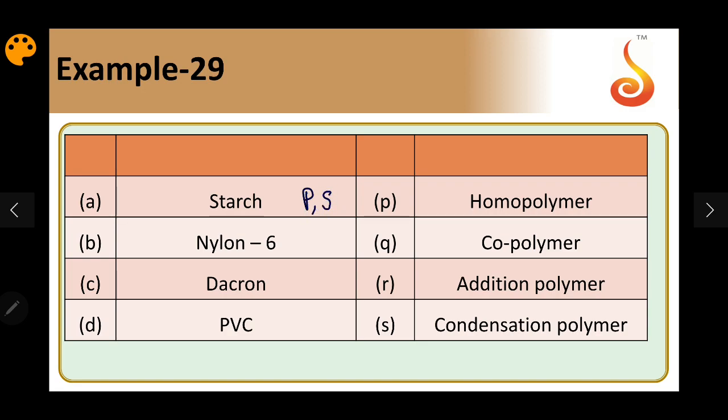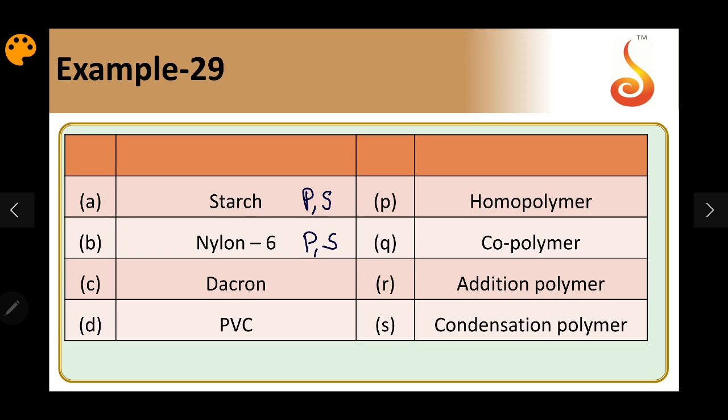Nylon 6. Sorry, nylon 6,6 is the condensation polymer of adipic acid and hexamethylenediamine. Nylon 6 is also called Perlon, which is a homopolymer of caprolactam. Caprolactam is obtained by treatment of cyclohexanone oxime with the Beckmann rearrangement reaction. You get caprolactam that is polymerized to get nylon 6. So it's a homopolymer and a condensation polymer again. So it is going to be again P and S.